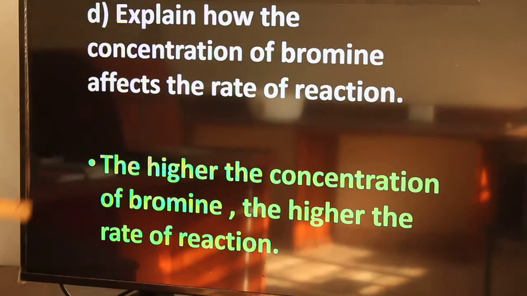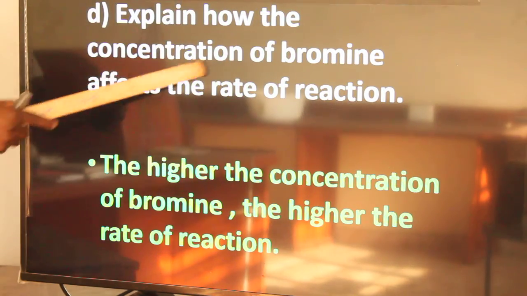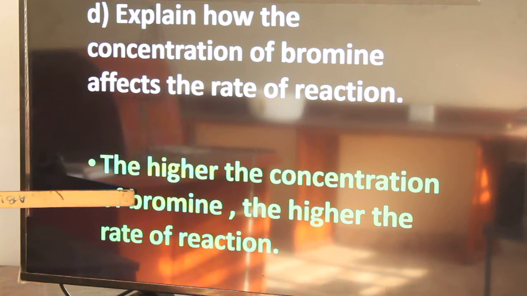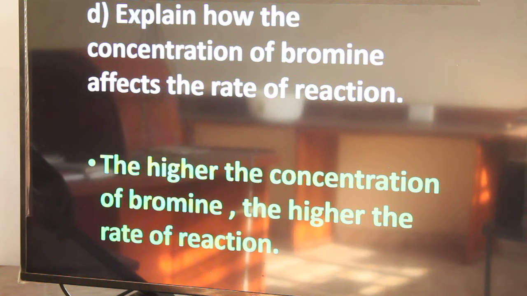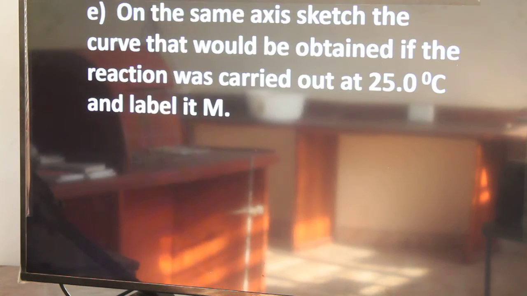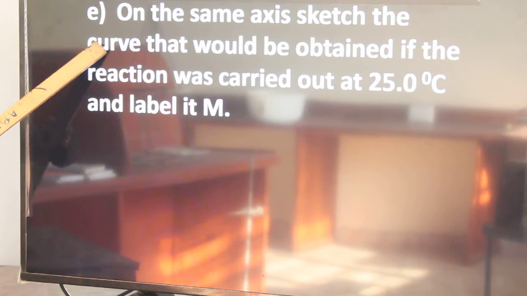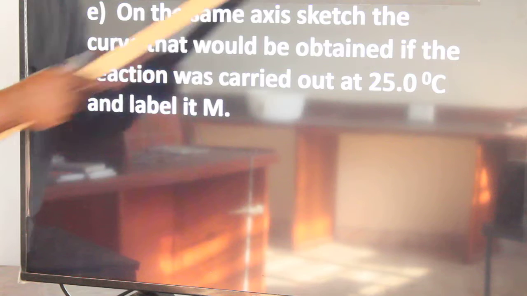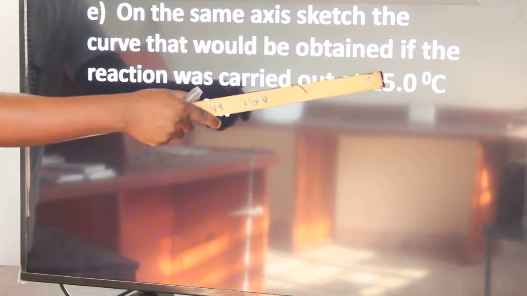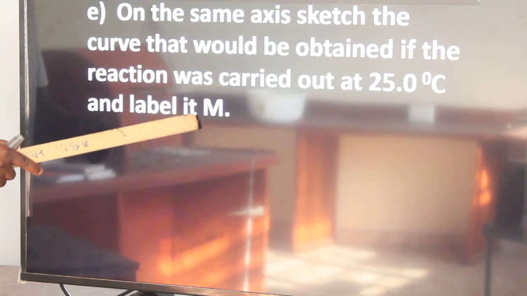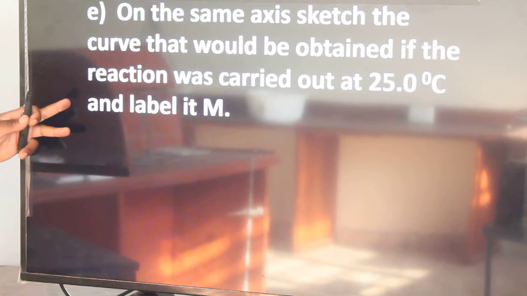Now, explain how the concentration of bromine affects the rate of reaction. We have explained that the higher the concentration of bromine, the higher the rate of reaction, due to the increase in the number of collisions per second. And then on the same axis, sketch the curve that would be obtained if the reaction was carried out at 25 degrees Celsius. This one is your assignment.